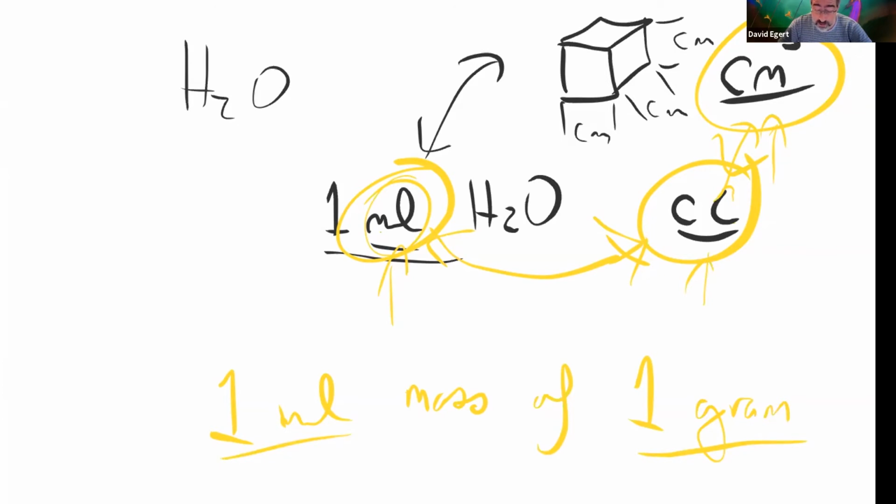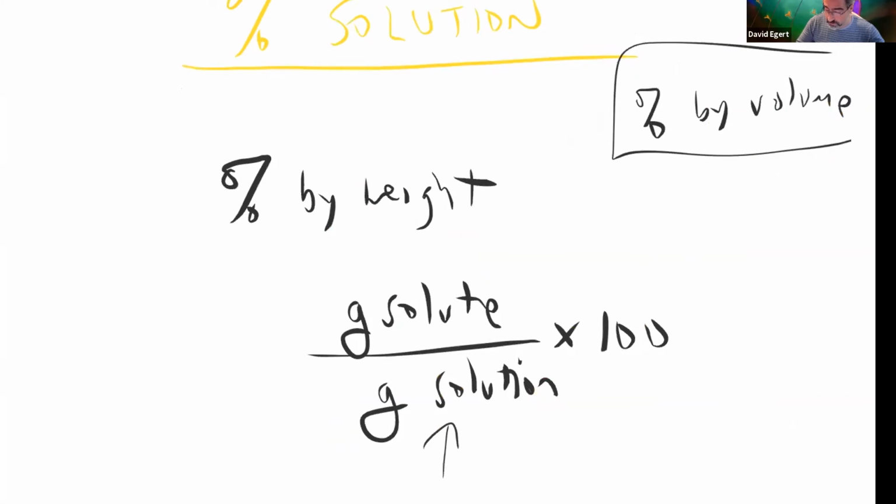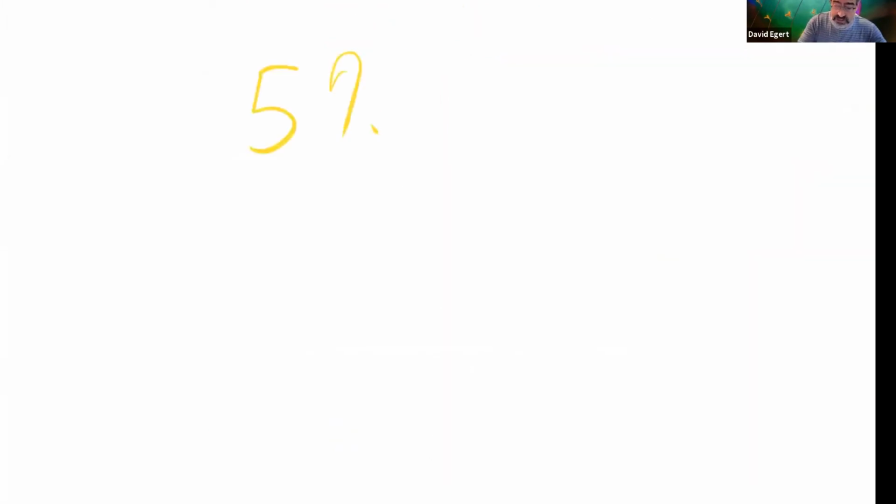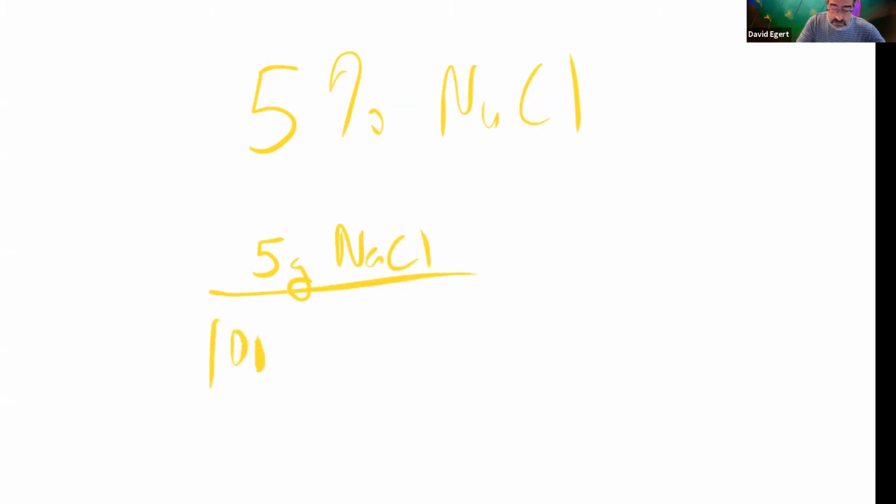So if you want to know how much 100 mils of water weighs, it weighs 100 grams. It's super simple. So you can get a good approximation of a percent solution. Let's say I want a 5% NaCl solution. All I need to do is get 5 grams of NaCl and dump it in 100 mils of water, which is basically 100 grams. And that's times 100, that's 5%.